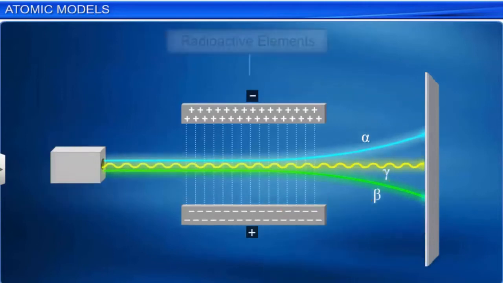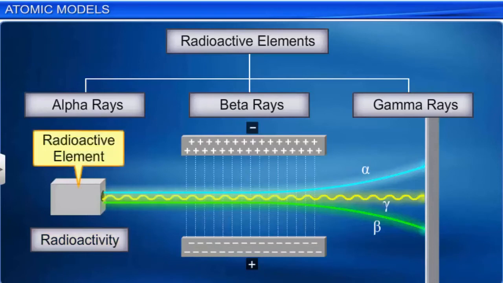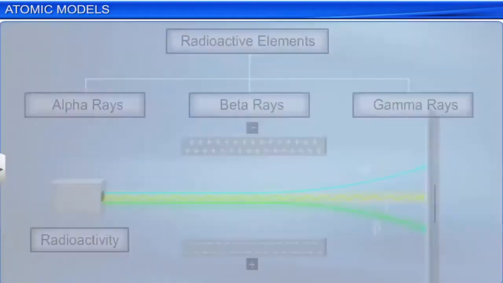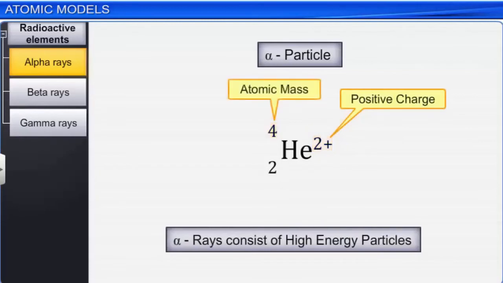We know that certain elements emit radiation on their own, and this phenomenon is called radioactivity. The elements are known as radioactive elements. The alpha rays are emitted by these radioactive elements along with beta and gamma rays. Rutherford found that alpha rays consist of high-energy particles carrying 2 units of positive charge and 4 units of atomic mass. Hence, these particles are di-positive helium nuclei.